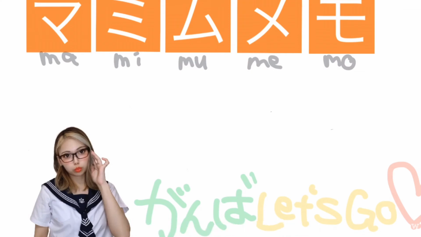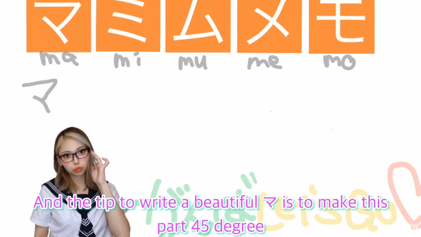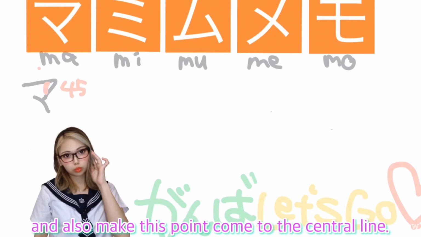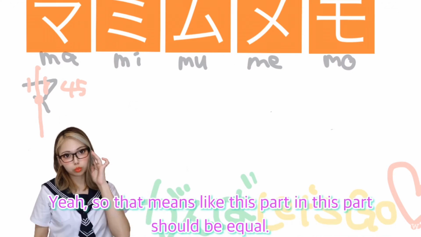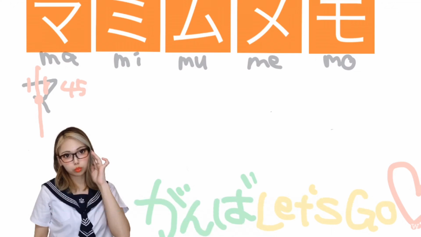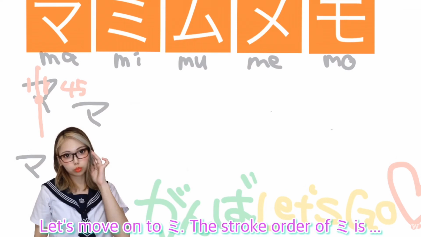The stroke order of ma is 1 and 2. And the tip to write a beautiful ma is to make this part 45 degrees, and also make this point come to the center line. Yeah, so that means this part and this part should be equal. Okay, so I'll write again, 1 and 2. Okay, so let's move on to mi.